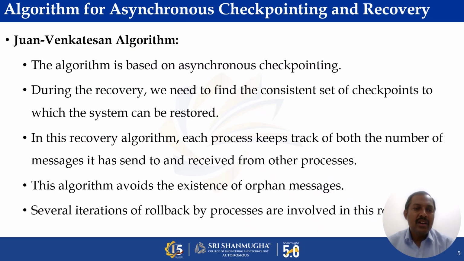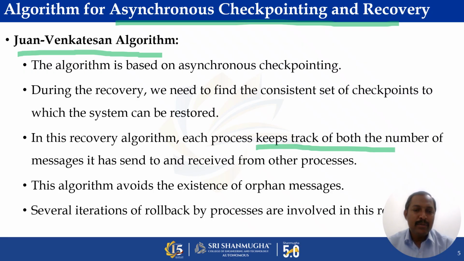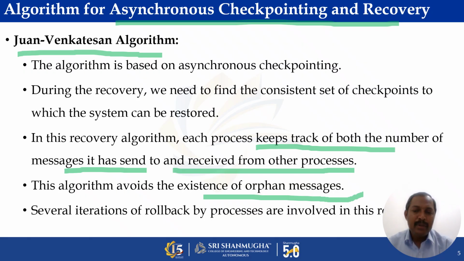Here is the algorithm which is followed for asynchronous checkpointing and recovery. The algorithm is based on asynchronous checkpointing; during recovery, we need to find a consistent set of checkpoints to which the system can be restored. In this recovery algorithm, each process keeps track of both the number of messages it has sent as well as received from other processes. This algorithm avoids the existence of orphan messages. Several iterations of rollback by processes are involved in this recovery process.